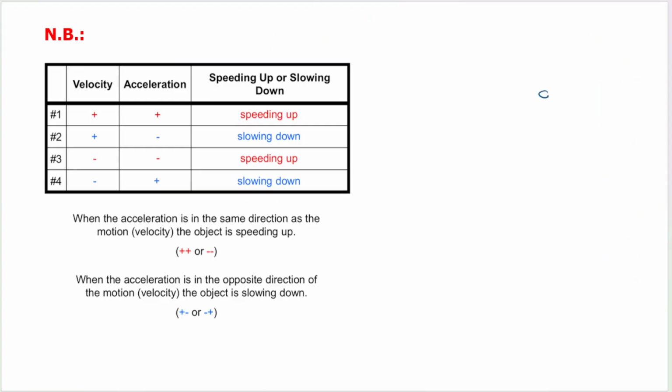What if the object is moving to the right? This is positive x, this is negative x. To the right, so the velocity is positive. And the acceleration of the object is also to the right. So this means that this object is speeding up. Why is this object speeding up? Because you are giving the object extra force in the same direction of motion, so it will speed up.